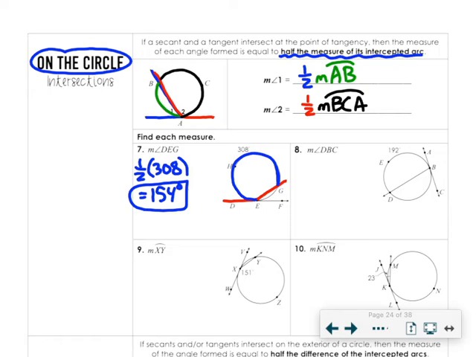DBC, let's trace that. So DBC is right here. We want that angle. We know that that angle is half of some arc. The arc that it's half of is right here, but we don't know that number. But we do know that the other arc is 192. We know that all the way around a circle is 360. So just off to the side, 360 minus 192, that's going to equal 168.